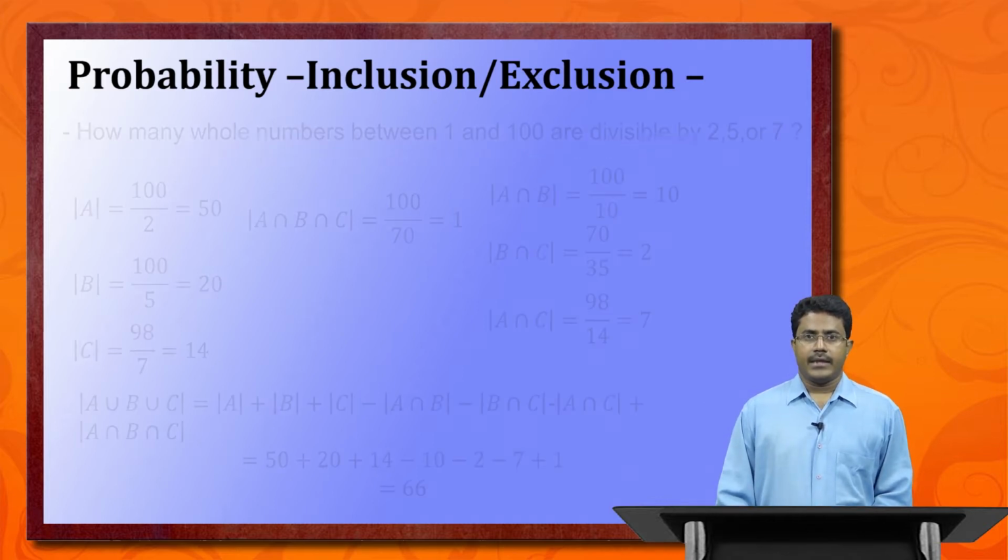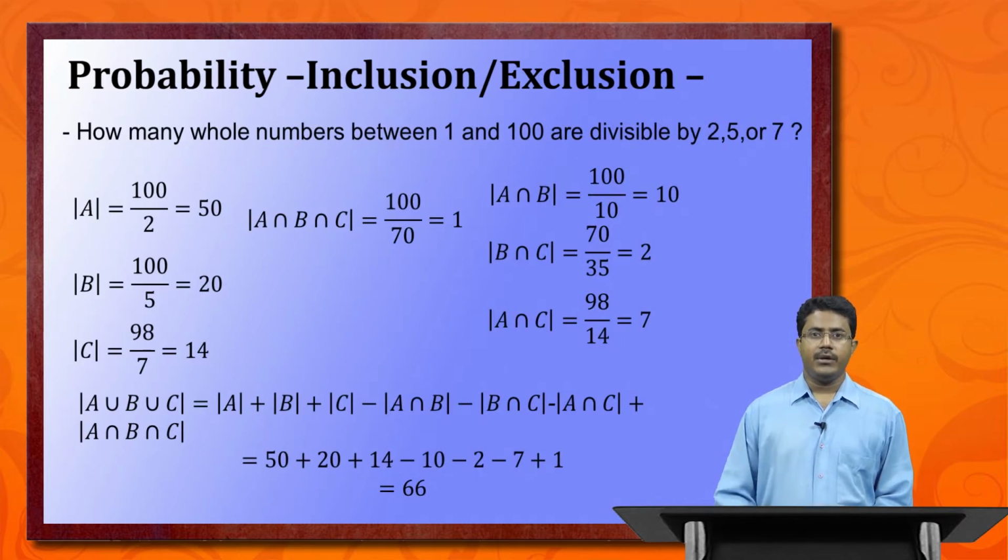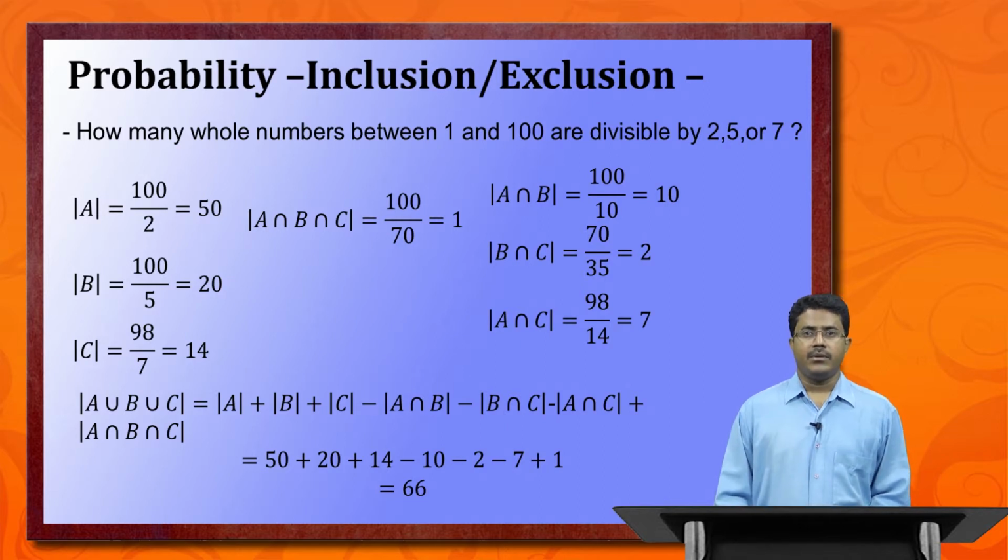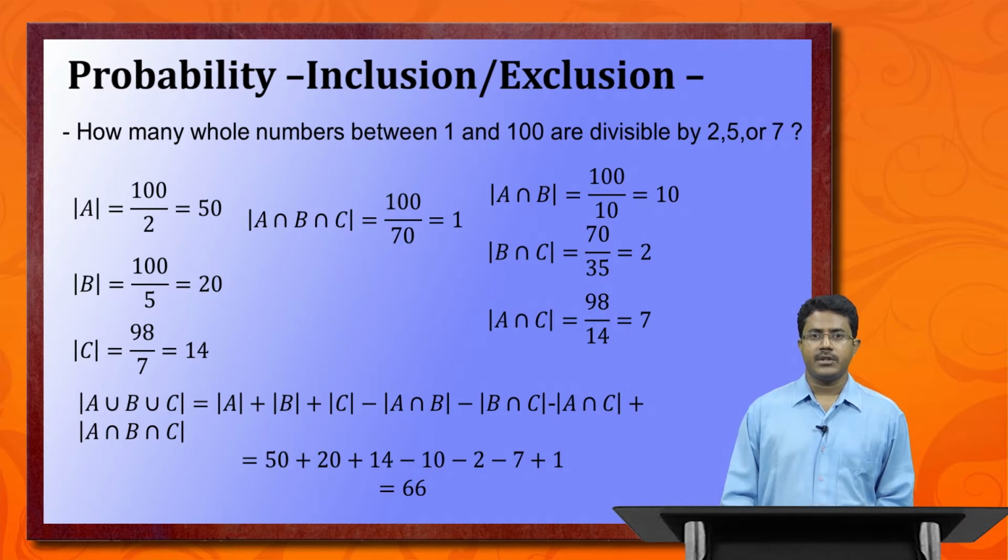So we take another example of three events. How many whole numbers between 1 and 100 are divisible by 2, 5 or 7? In childhood we did it in a different way. Now we will do it in a more different way. For event A, numbers from 1 to 100 divisible by 2, only 50 numbers, 100 by 2. For B it is 100 by 5, and for C it is 100 by 7. But we have to take 98, because 98 is the nearest number to 100 which is divisible by 7.